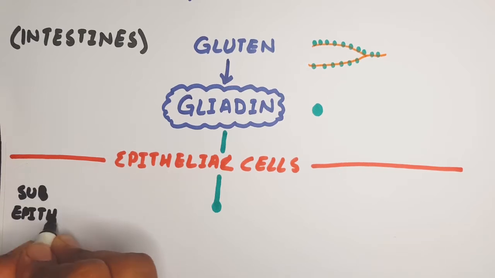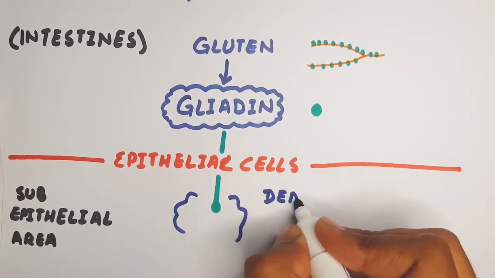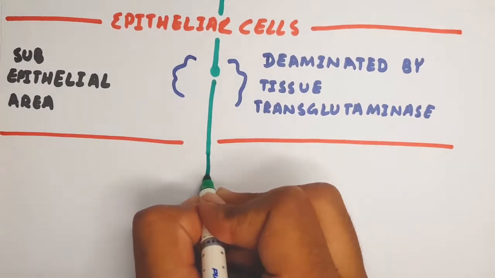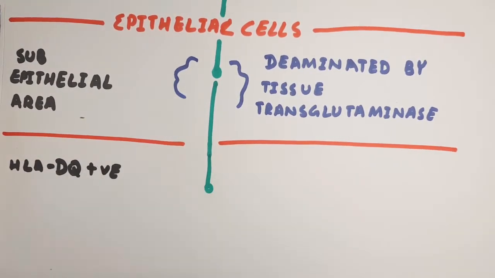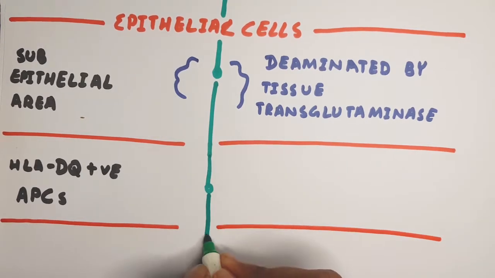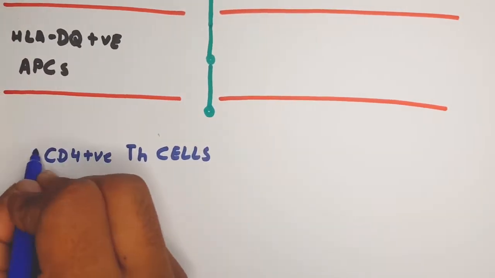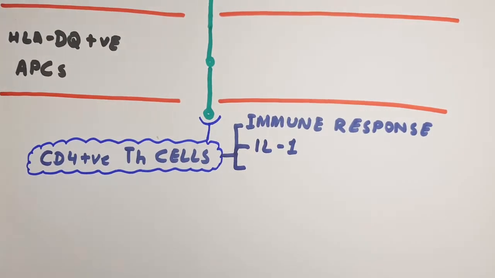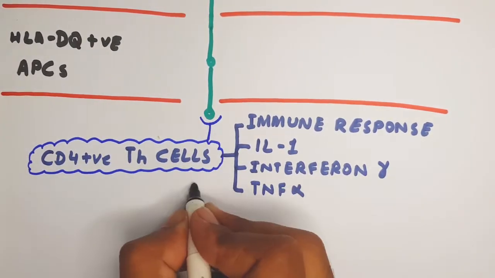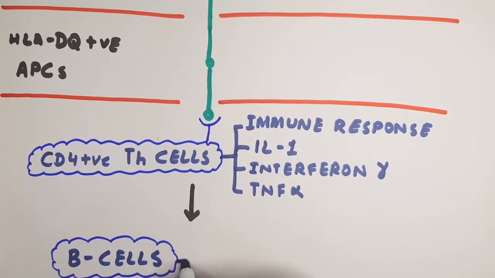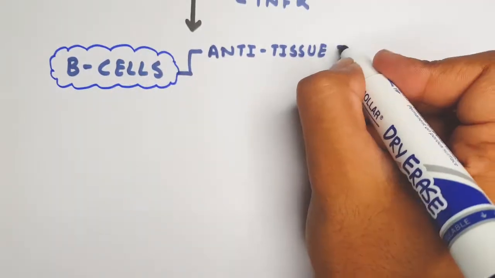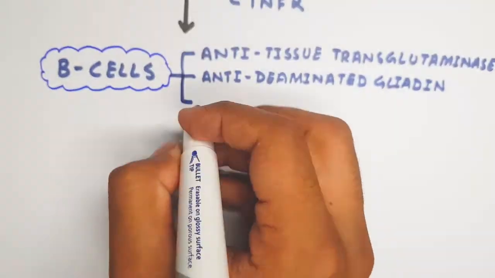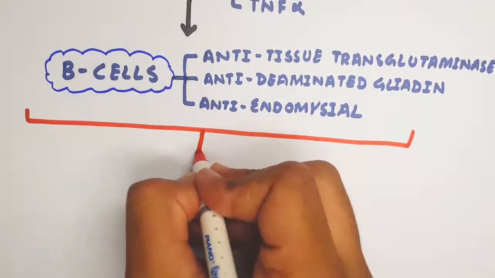When in the subepithelial area, this gliadin is further deaminated by tissue transglutaminase. This deaminated gliadin now goes into HLA-DQ positive antigen presenting cells, which then present this to CD4 positive T helper cells. This initiates an immune response with the generation of pro-inflammatory cytokines like interleukin 1, interferon gamma, and TNF alpha. This reaction further causes the B cells to produce antibodies like anti-tissue transglutaminase, anti-deaminated gliadin, and anti-endomysial antibodies.